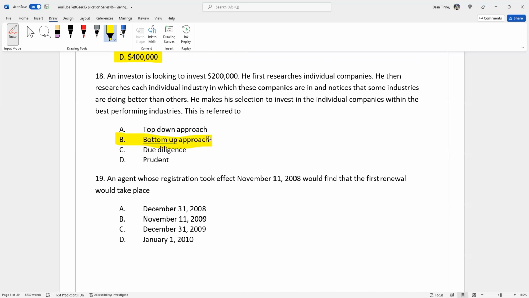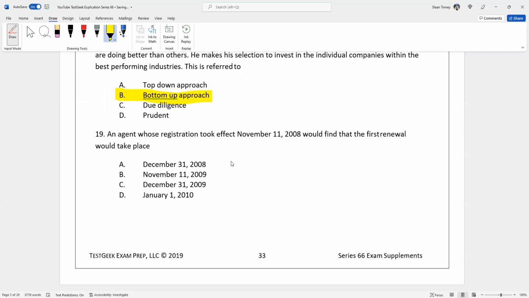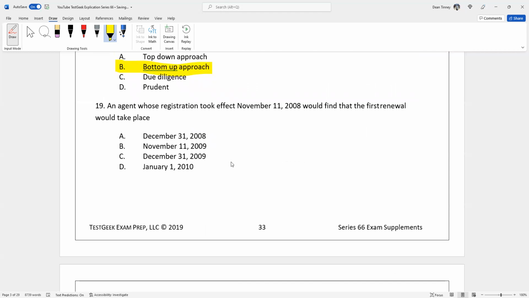Now, I think you're more likely to see top-down approach, where we start with the economy, then we look at the industry, and then we pick the stock. So I think it's more likely on your exam you're going to see A instead of B. I don't know why people turn this into something other than what it is, which is an aim and shoot, point and click question.